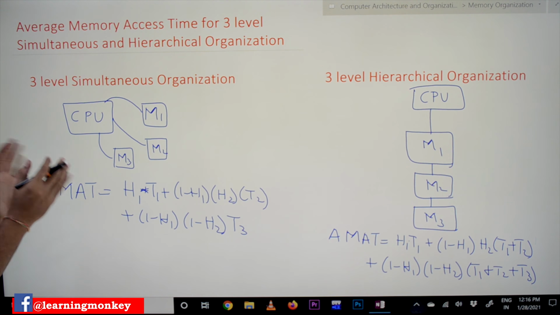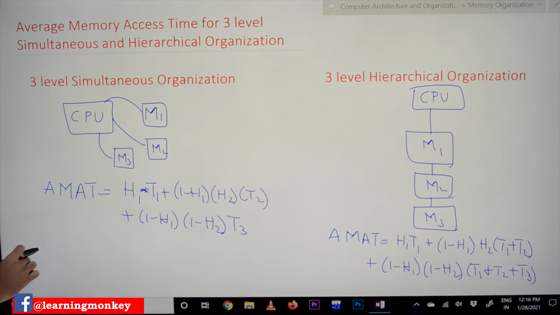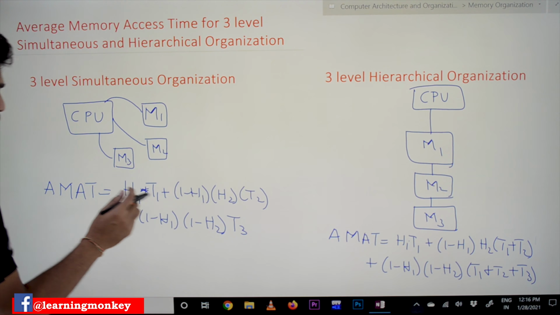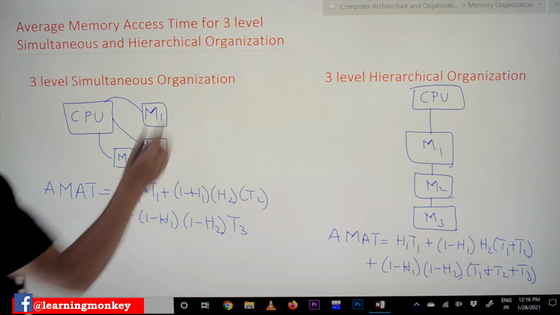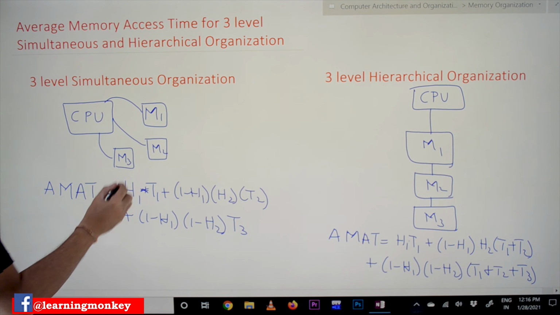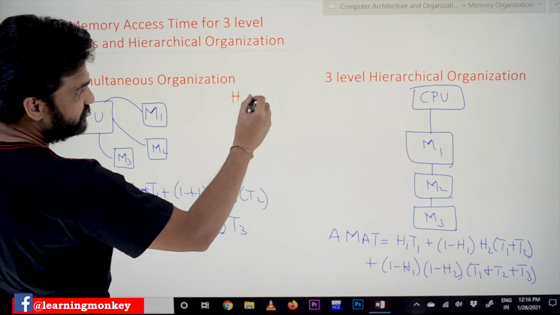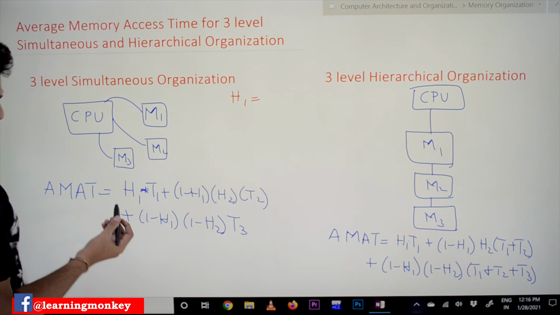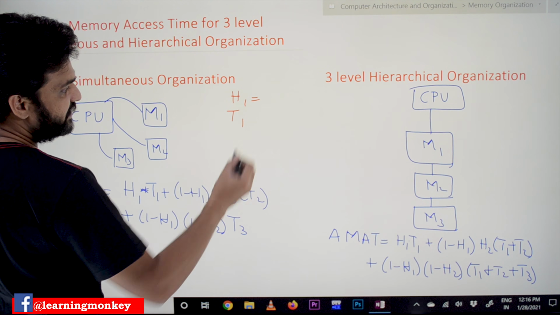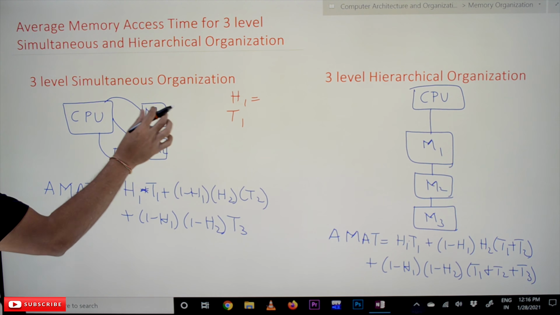And what is the average memory access time with this kind of organization? That is given by H1 into T1, and so on. Here H1 is the hit ratio of memory 1, and T1 is the time taken to extract the value from the memory. It is the access time of memory 1.